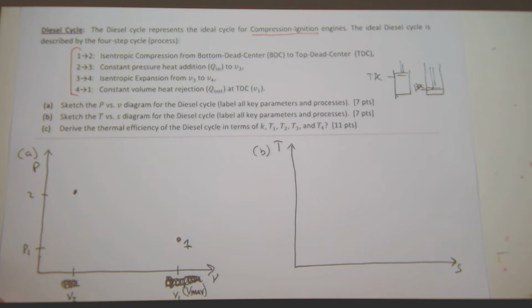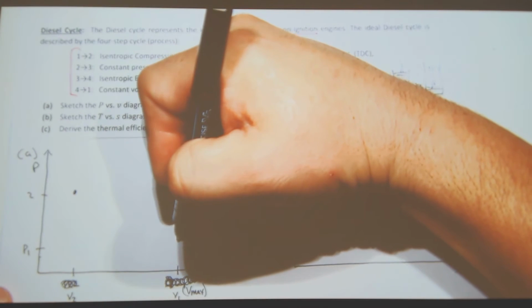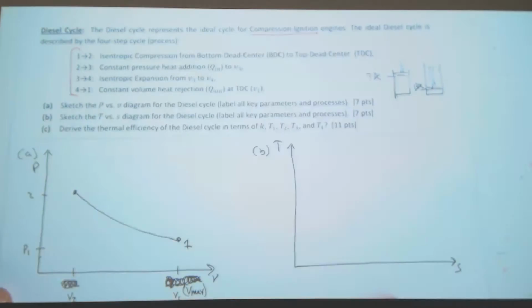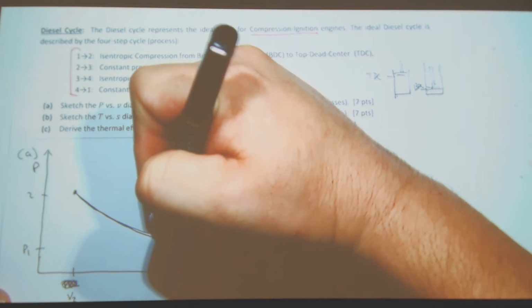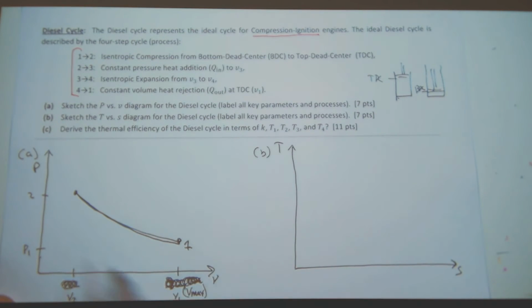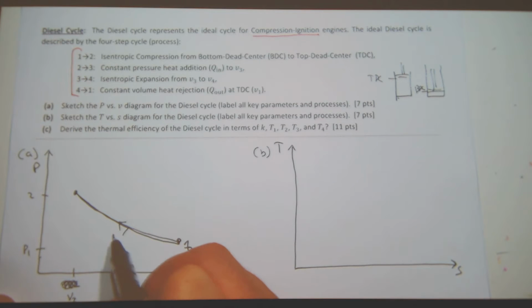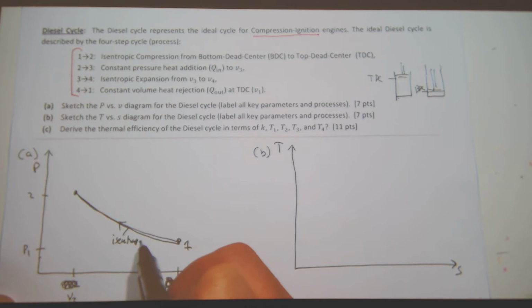It's a little too sensitive. So then I have some process that looks like this, and really it has a little bit more curvature, but we'll leave it as such. And so I did something like that, and so now this process is isentropic compression.